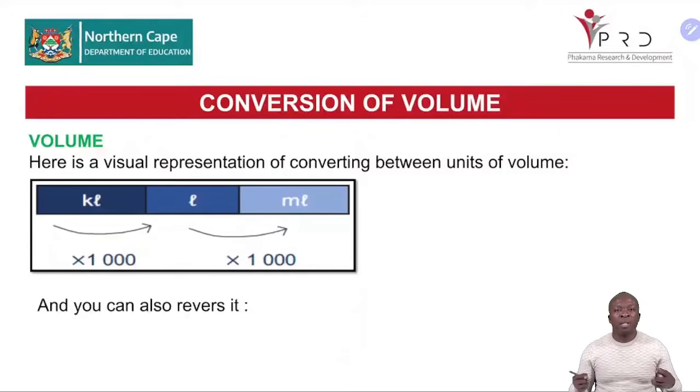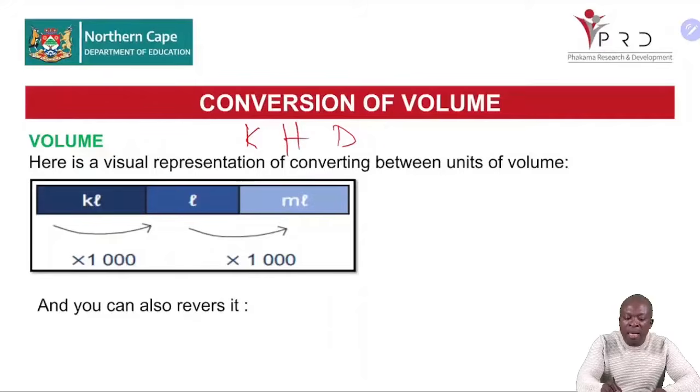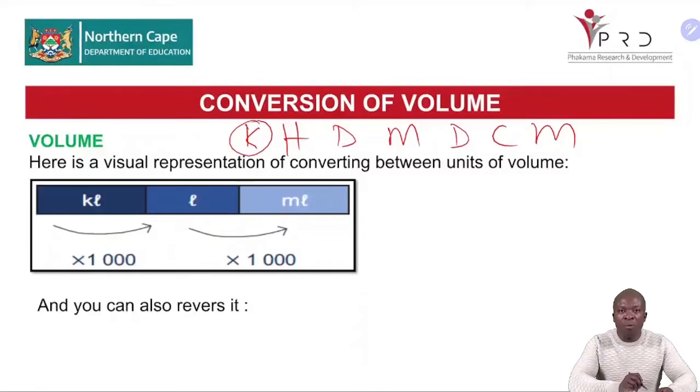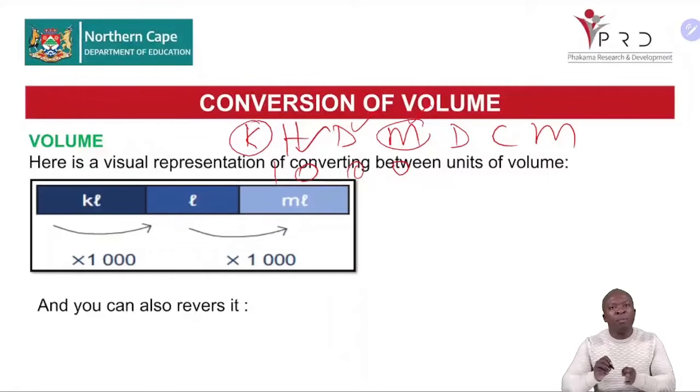So what I'm saying is, once you get any paper that is having measurement questions, the first thing I want you to do is to write that sentence: King Henry died, miserable death called measles. Write it, because this will help you to know, okay, if the unit is in kilo and I have to go to meters, it's going to be 1, 2, 3 zeros, meaning it's going to be 1000. I'm going to multiply because I'm moving from my left to my right.